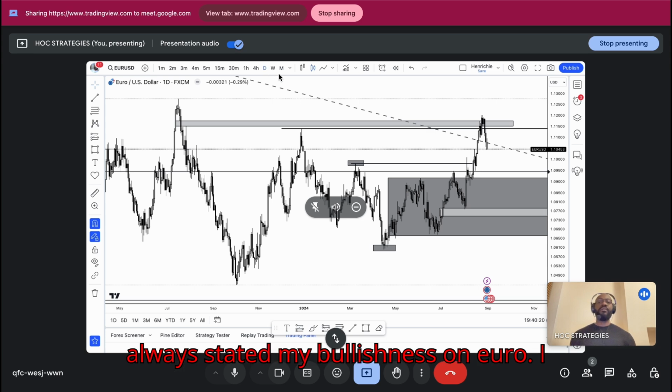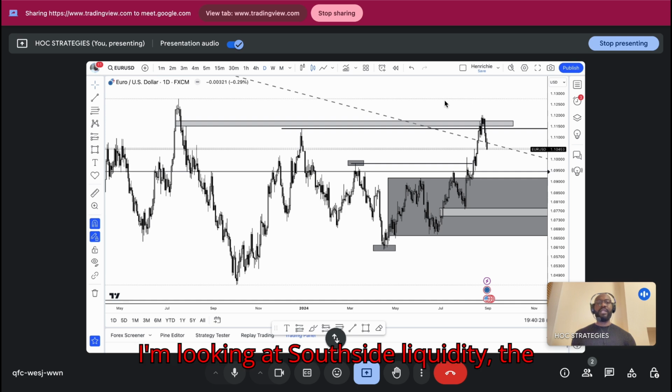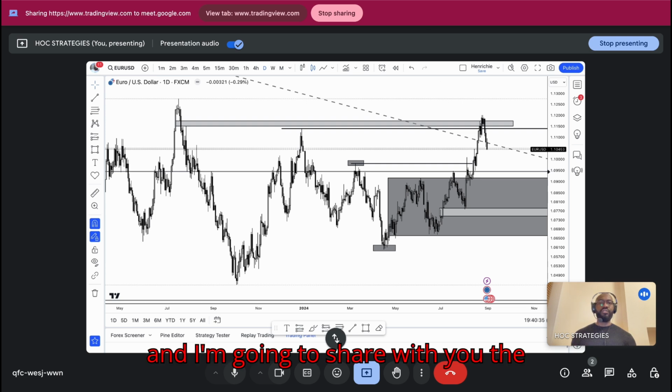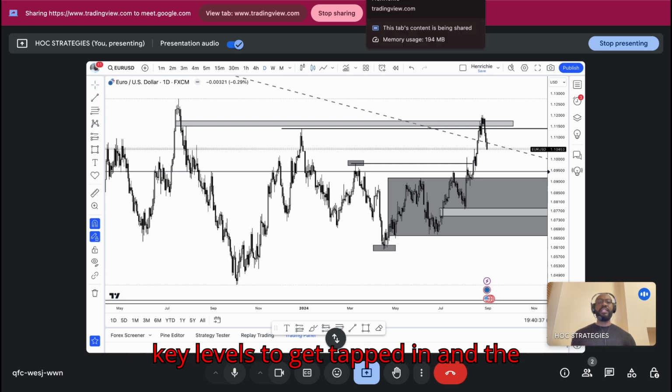And overall, I've always stated my bullishness on Euro. I still want to see higher prices in the Euro. But in the meantime, I'm looking at sell side liquidity. The price could potentially come down to mitigate. And I'm going to share with you the reasons why I'm anticipating for those key levels to get tapped in and the reason for my counter trending opportunity.